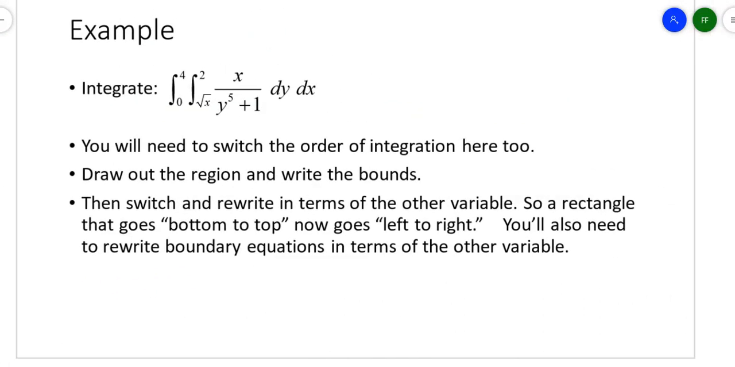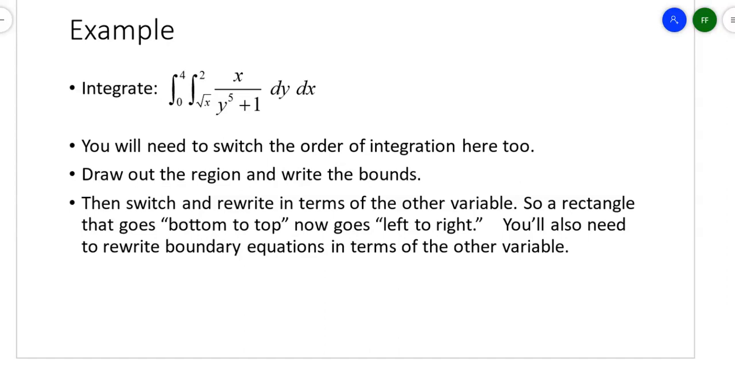This one over here, you got to switch the order for the limits of integration too. Why? Well, what am I going to do by integrating first with respect to y? How do I integrate essentially a 1 over y to the 5th plus 1? It's not a u substitution. It's not an integration by parts. There's nothing that jumps out at me as a way to solve it.